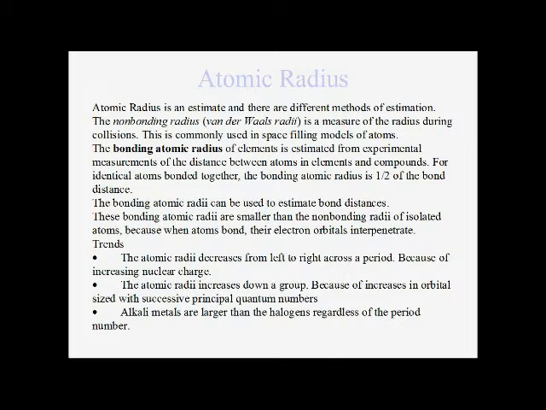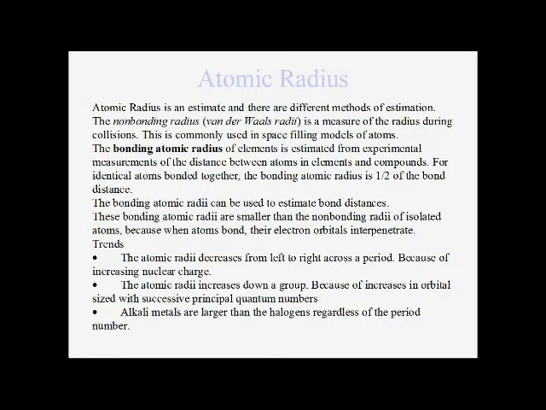So in general, our bonding atomic radius is going to be smaller than the non-bonding atomic radius of individual atoms. When atoms bond, they end up sharing electrons, so the electron orbitals are overlapping. The electron clouds are interpenetrating each other.